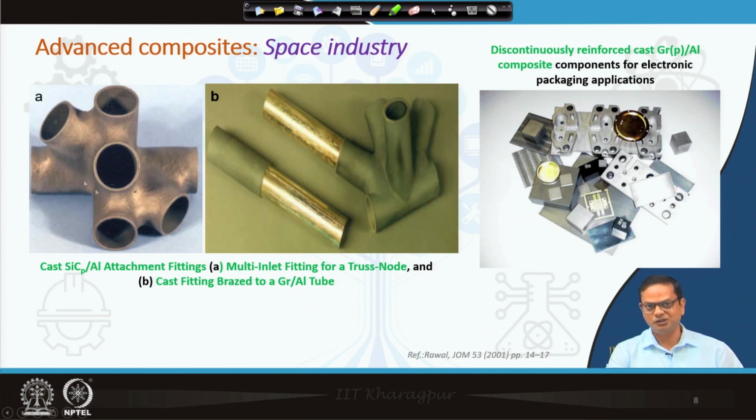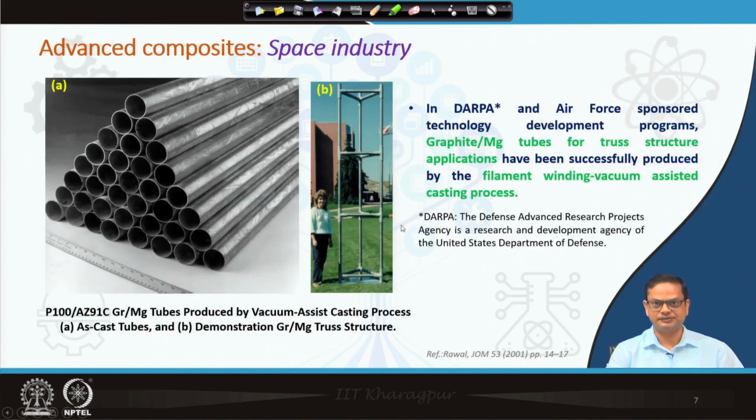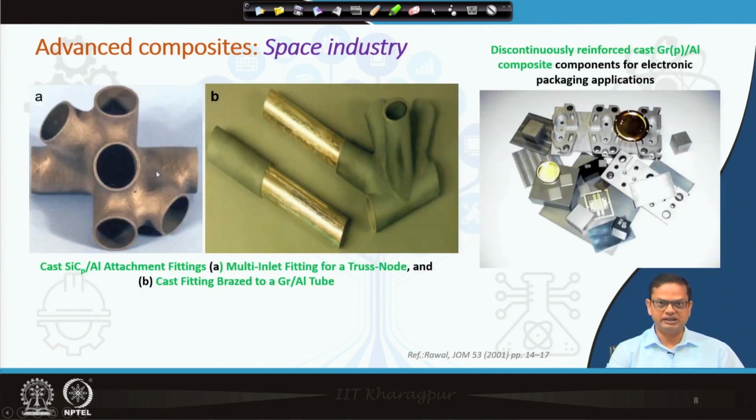So, you can see this is the node; there are multiple fittings, and these fittings are used in this kind of truss. This is a very simple structure, but there could be complicated truss structures being used in space shuttles. Those multi-inlet fitting structures are again made by different kinds of aluminum-based composite materials. The matrix is aluminum and it could be reinforced with SiC or graphite to give this kind of structure.